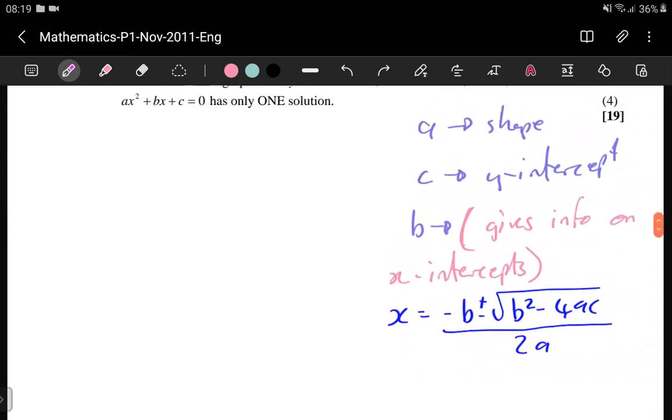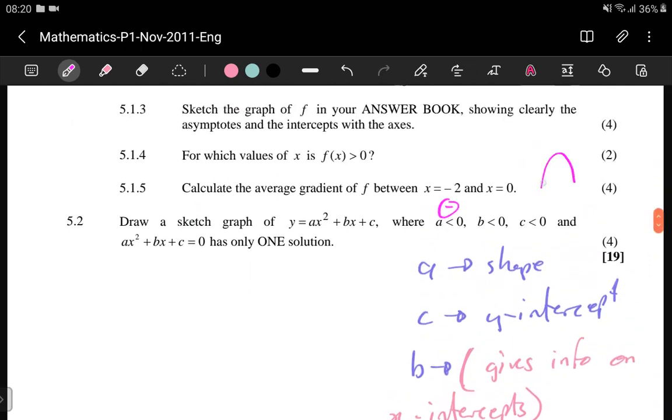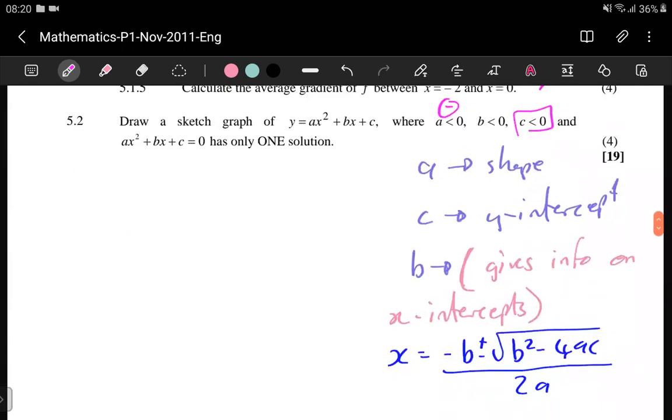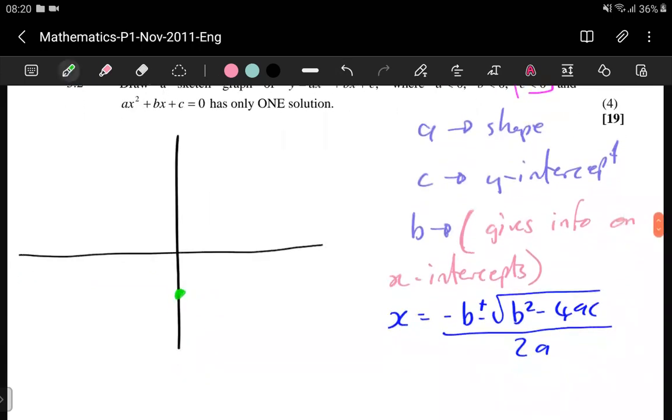So the other thing now is, let's do the easy stuff first. A gives us a shape. So this is telling us A is a minus, right? So we know we already have a frowning face. That's already one thing by default. The other thing is the y-intercept is a negative. So let's just draw ourselves a Cartesian plane. What we already know is that the y-intercept has to be a negative, so it has to be somewhere here. The next thing we know is the graph has to be frowning. So your graph could be frowning like this, or it could be frowning like that.